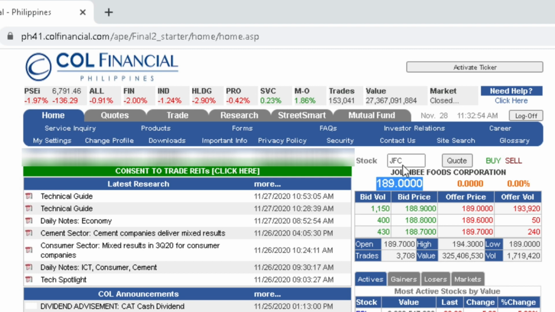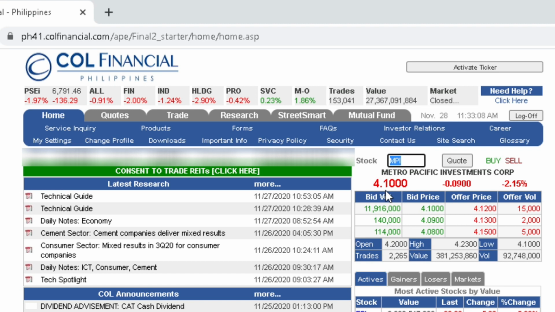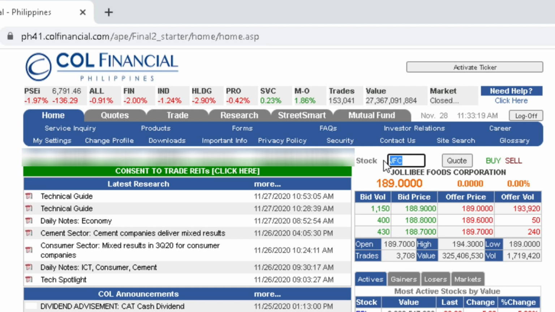Okay, actually may mga stocks pa na mabababa. Ito yung isa pa, imo-monitor ko din ang Pure Gold. Ayan, 42 pesos. MPI din or Metro Pacific Investment Corp, 4 pesos. So, ganyan lang kaliliit ang presyo ng stocks niya. So this is just an example. For example, si Jollibee. I bought some stocks ng Jollibee at 149 pesos. Okay? Dahil ngayon, ang presyo ni Jollibee ay 189, tapos pag winithdraw ko yan, meron na akong kita ng 30 pesos per stock. Okay?